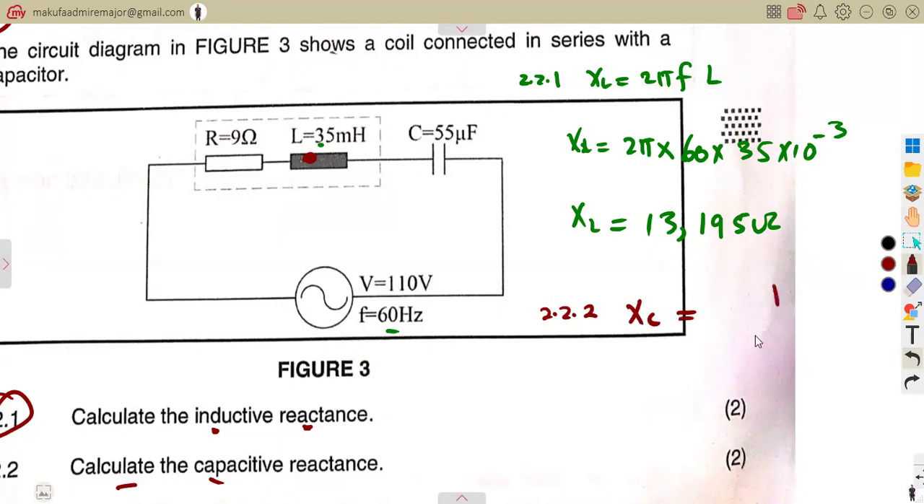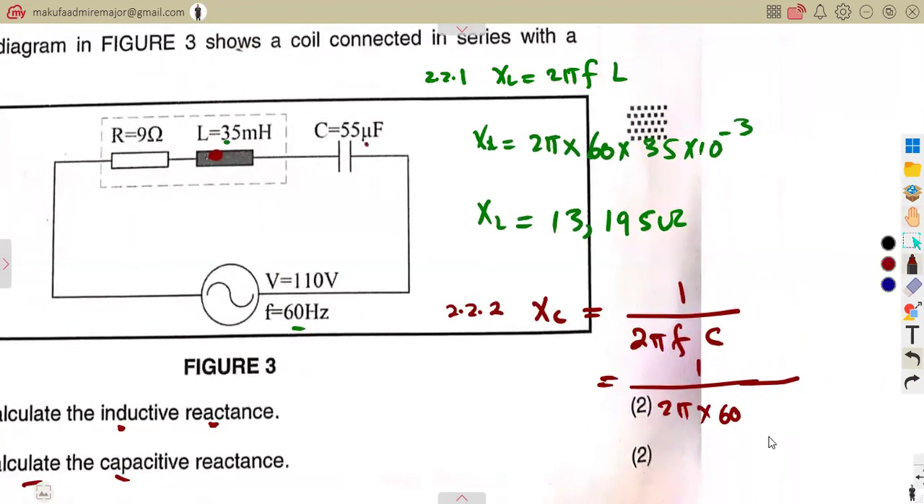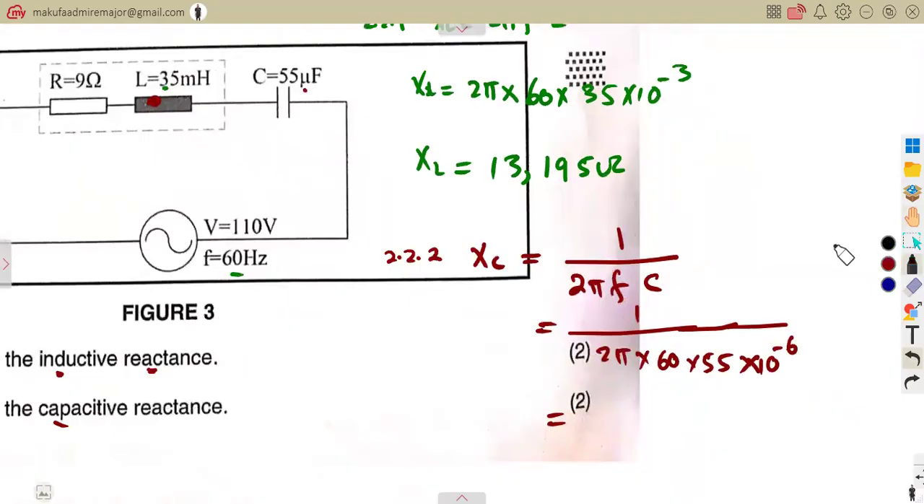All right, then the capacitive reactance 2.2.2, that is our XC. So remember, XC from your formula sheet is given 1/2 pi FC. So that's 1/2 pi times the frequency, the capacitance, which is 55 microfarad. That is 55 times 10 to the exponent of -6. So there's nothing to consider, just going to get your answer straightforward: 48,229 ohms. So this is our XC.